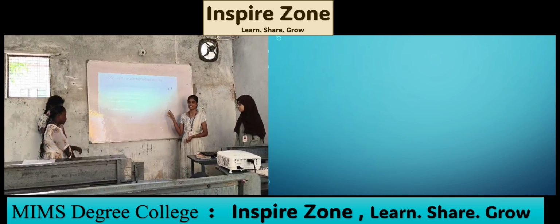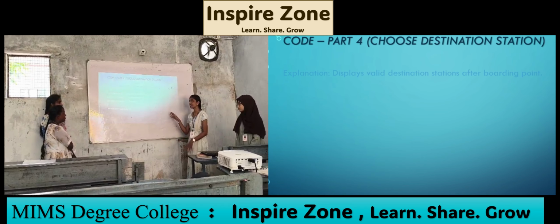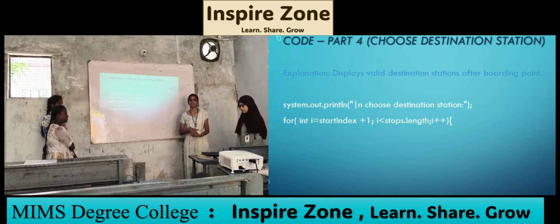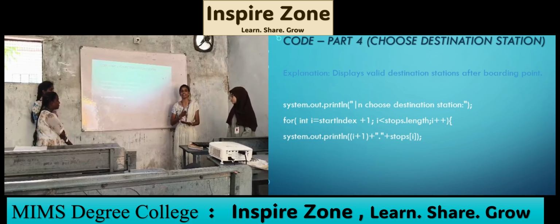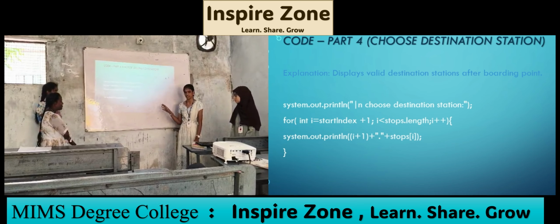Choose the destination station. Here we clearly mention that the train will start at Madurai Junction and end its journey at Chennai Egmore station.